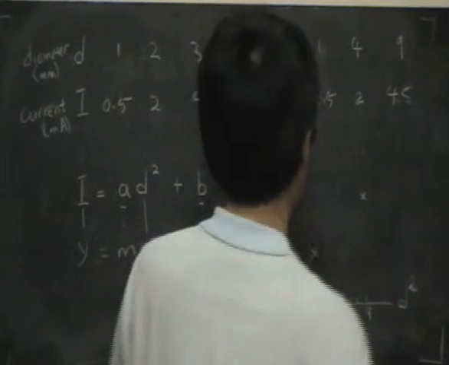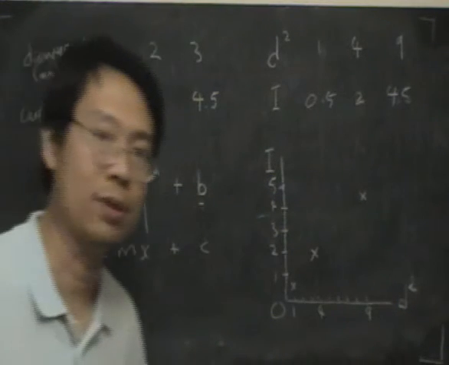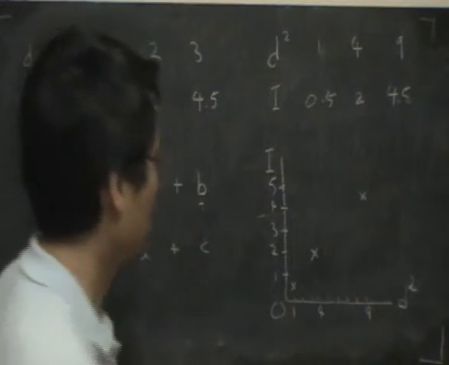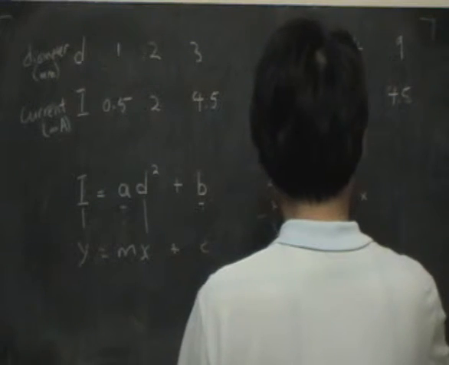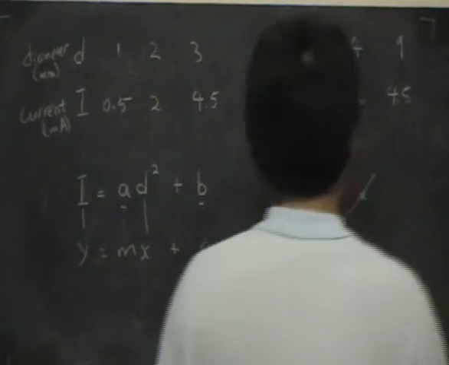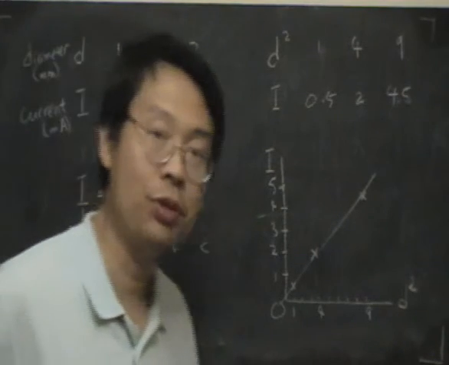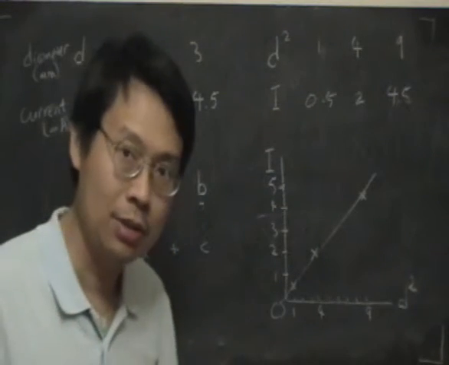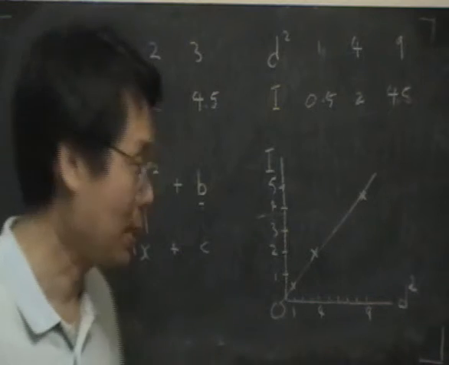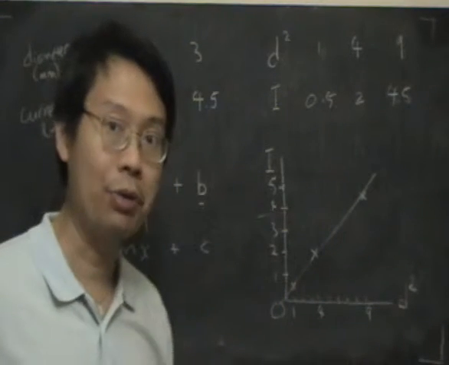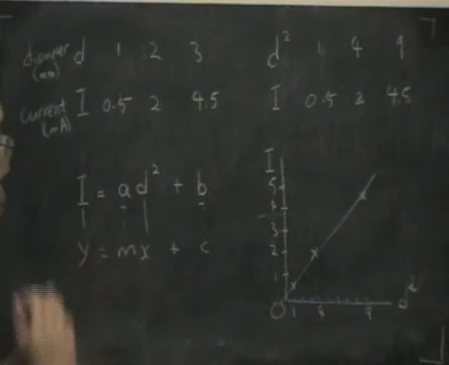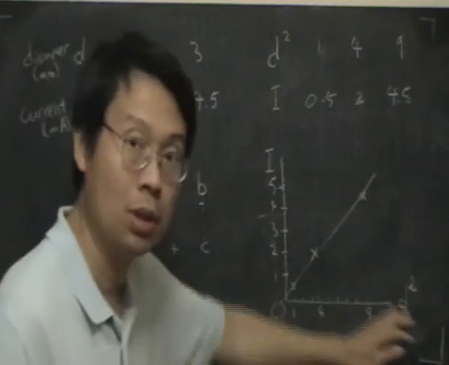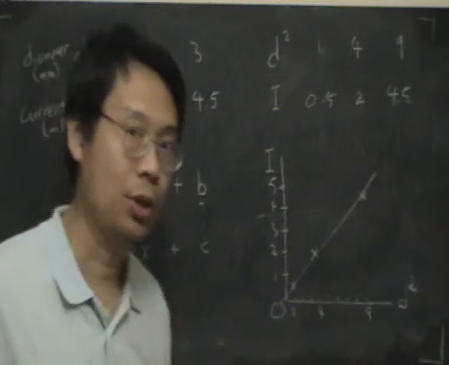Okay, so roughly that's the point. Now you can already see that they are roughly in a straight line. Let me try and draw that. Okay, it's not very straight because I've done it very roughly, but if you try and do this carefully on a piece of graph paper, you'll find that you get a very straight line. So, you get the idea here. If you plot I against d squared, you would indeed get a straight line.